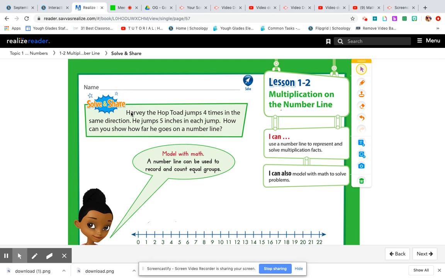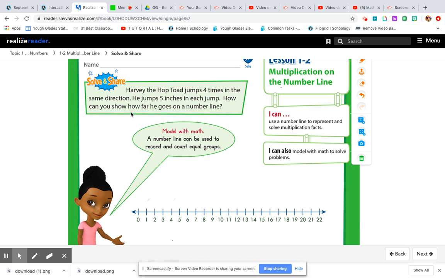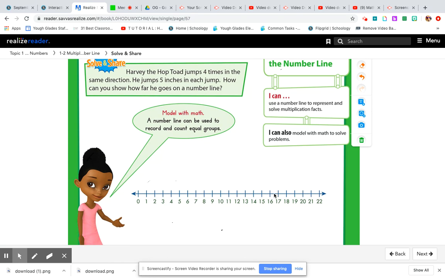We're going to do this solve and share problem today, and we are going to learn what multiplication looks like on a number line. So this is our I can statement. I can use a number line to represent and solve multiplication facts. I can also model with math to solve problems. We're going to model with math using this number line.